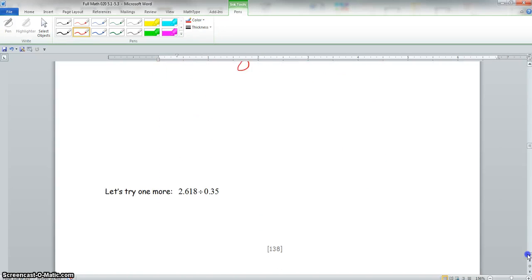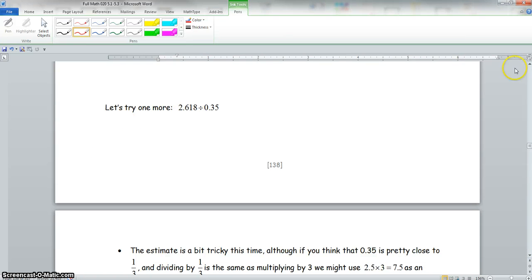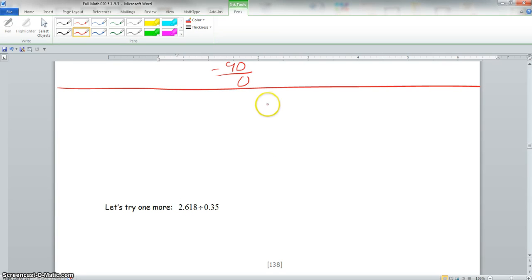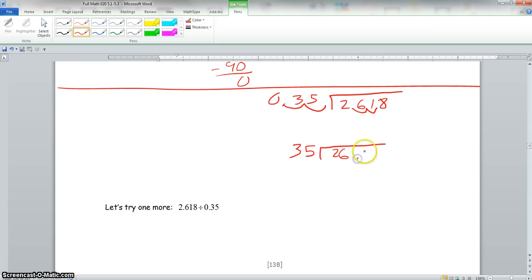Now we scroll down. I want us to try one more. Now what I'm going to do is this here. Since my page is a little off, I'm going to draw a line here to separate this. But I'm going to start this problem up here. So I'll put the 0.35 here. And our division bar, which would be 2.618. Now to make this into an integer, we need to move 2 places to the right. And we have to move 2 places to the right here as well. So it'll be 35 into 261.8. Now we bring up our decimal. Now I would suggest add another 0 here.